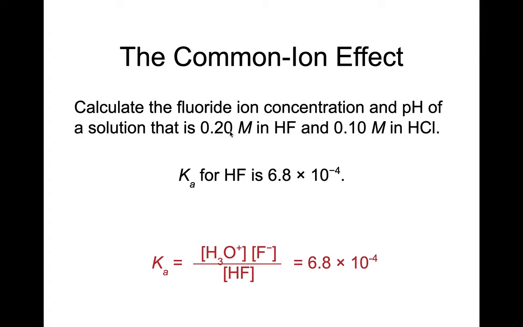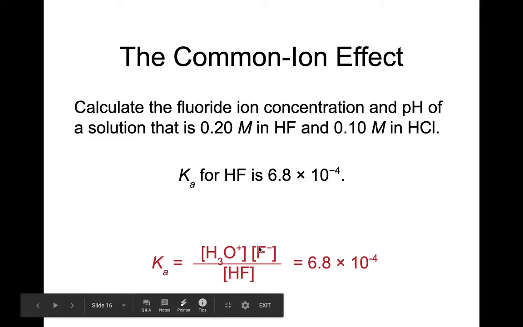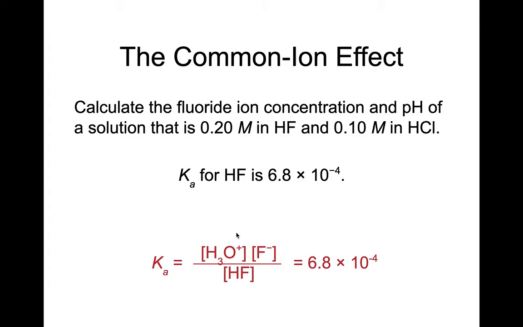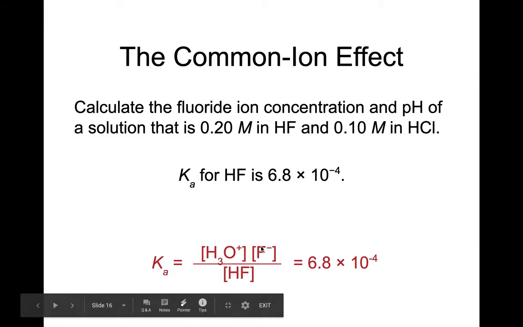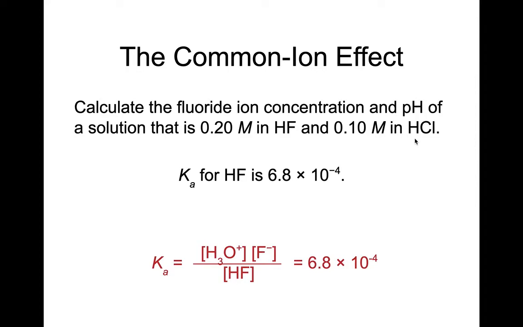Hydrofluoric acid is a weak acid. We would need to use its acid dissociation constant to figure out how much hydronium and how much fluoride ion concentrations we have. Now typically, if we just had hydrofluoric acid, we could just use this information to calculate what these equilibrium concentrations would be. But in this case, we've got a solution in which we already have some hydronium ions, thanks to the hydrochloric acid. So we already have some of this value, which means this equilibrium is going to be shifted back towards the hydrofluoric acid.